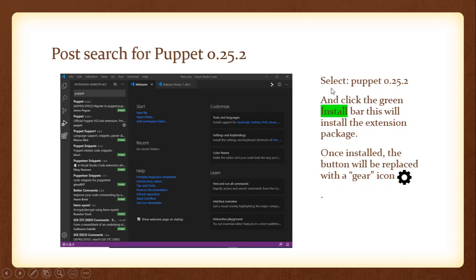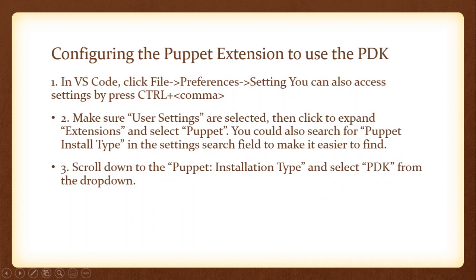And if you notice over here, you would select this. If you didn't have it installed, you would click the green install bar here, and this will install the extension package. Once installed, the button will be replaced with the gear icon. You will note that I've got Puppet 0.25.2, the official Puppet VS Code extension, here, and here is the gear that says it's installed. Now we're going to move on.